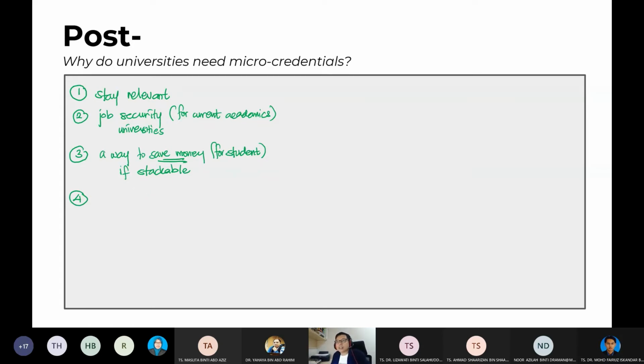Any other points that you need? It doesn't need to answer these questions. Why do universities need micro-credentials? But if you have any point, let's write it down here so that maybe we can look at it again and then think about it.